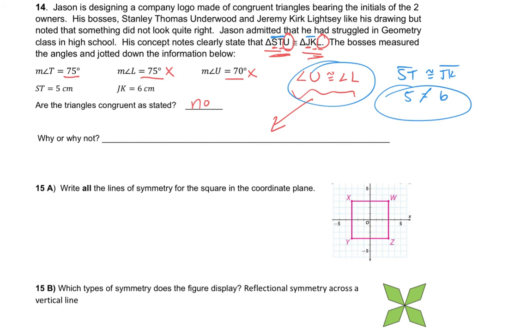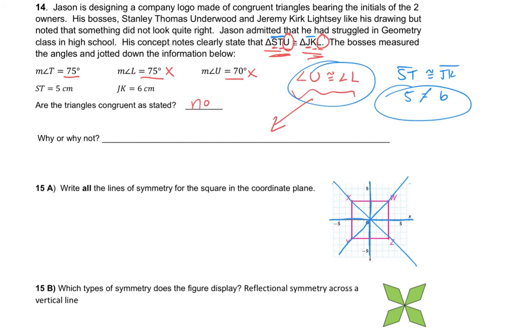Up next, write all the lines of symmetry. All right. It's a square, so let's go boop, let's go boop, let's go boop, and let's go boop. 4 lines of symmetry. 2 diagonal, 1 horizontal, 1 vertical.